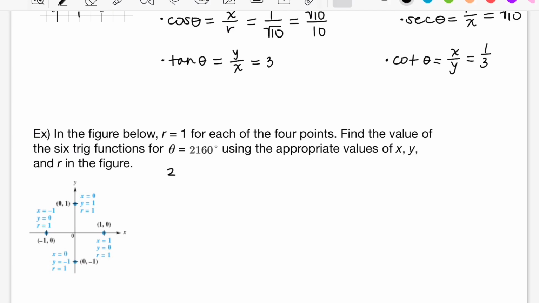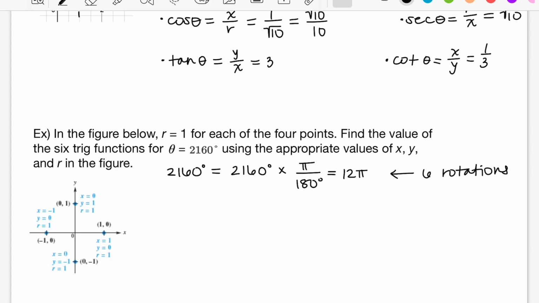So the first thing we'll do here is convert theta from degrees to radians. We can do so by multiplying by pi over 180. We saw this several videos ago. Doing this, we'll get 12 pi. We know that one full rotation will give us 2 pi. So this tells us that this is going to be 6 rotations. But either way, the point that we're going to use is (1, 0). So the appropriate values of x, y, and r are going to be given by this here.